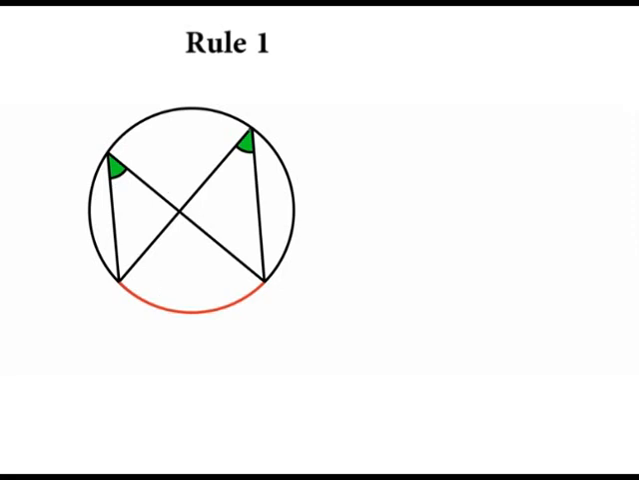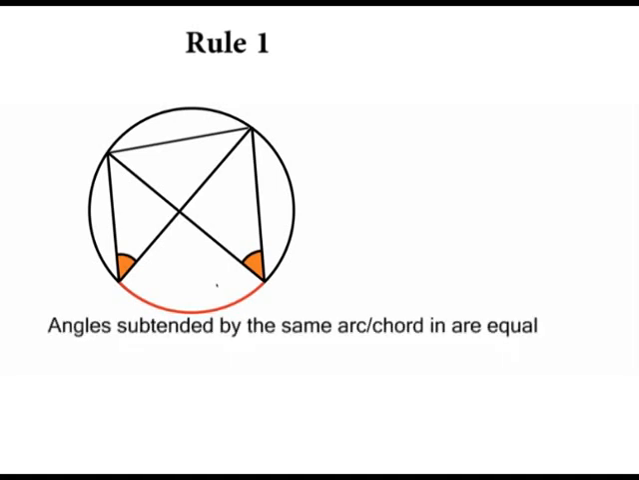To be able to see them clearly, it is easier if you draw a chord here. We say these angles are subtended by the same chord on the circumference. That means if you draw another chord here, these 2 angles will be equal. Notice that the angles are in the same segment. The rule is, angles subtended by the same arc on the circumference are equal. We can write this in shorthand.